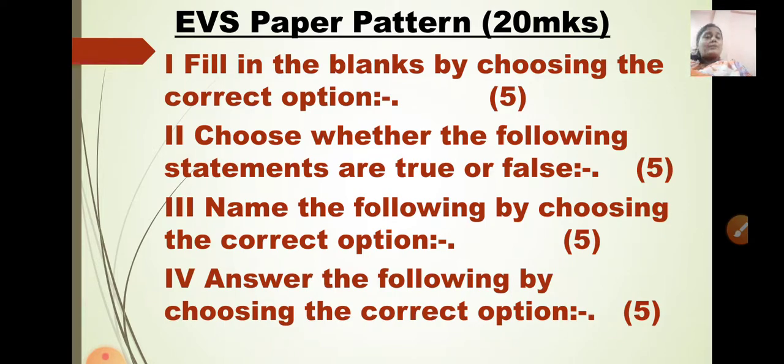And the last Roman number, answer the following by choosing the correct option. It can be in the form of one sentence or answer in one or two words again, but that is again of 5 marks. Now children, here you see for every question you have options.